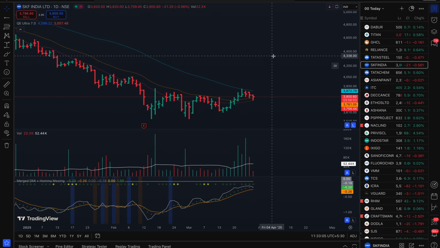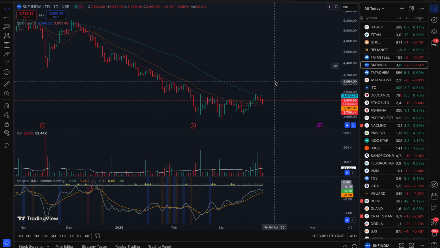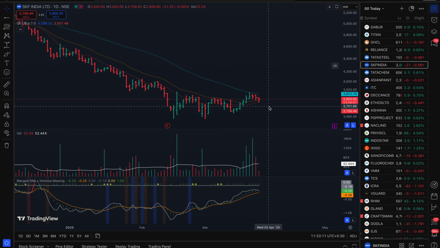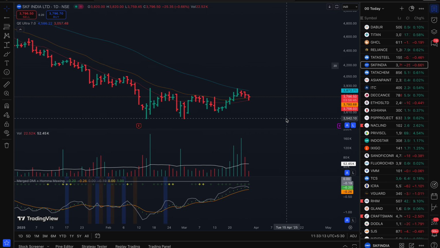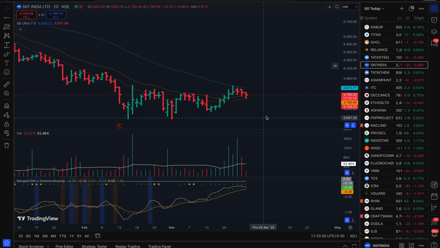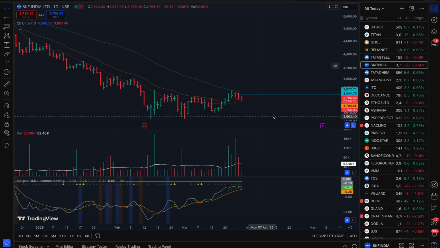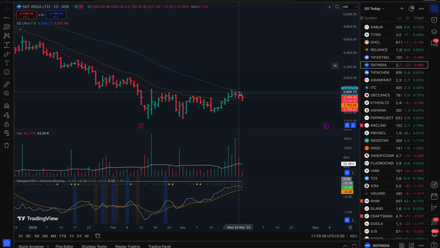Now SKF India, although this is after a huge amount of downtrend, you can see that what it is trying to do is make a reversal base, a reversal pivot. And yesterday two tight candles, today also a really tight candle with a tail. So if you are okay trading reversal, this would be a reversal trade above today's high or yesterday's high.